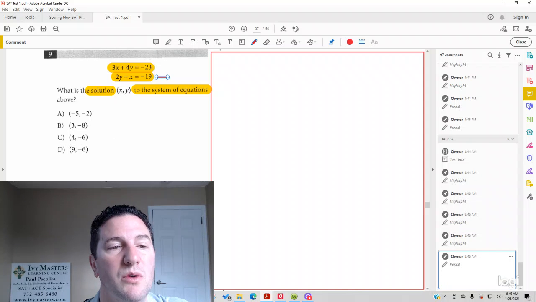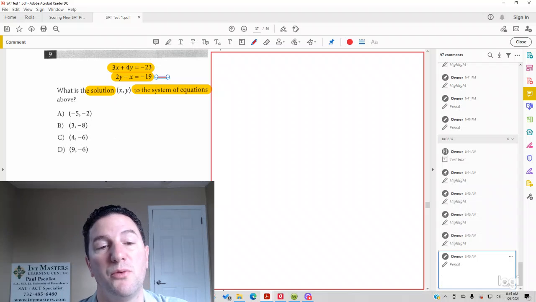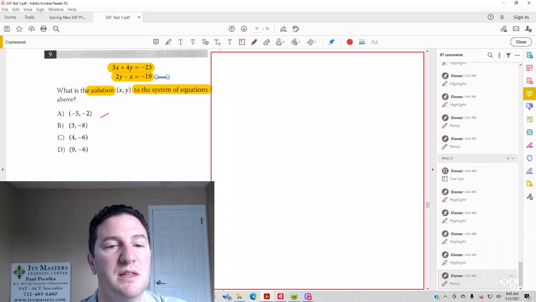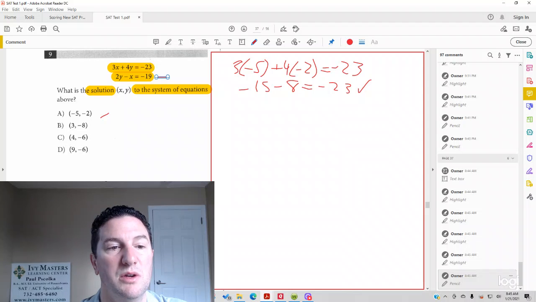Notice for the second one, the x and y are switched. Usually in standard form, the x comes before y. We have y coming before x, so don't let that throw you off. If we were to plug answer choice A into the top equation, what we'd have is 3 times negative 5 plus 4 times negative 2 equals negative 23. We get negative 15 minus 8 equals negative 23. It checks out. So let's plug it into the second equation.